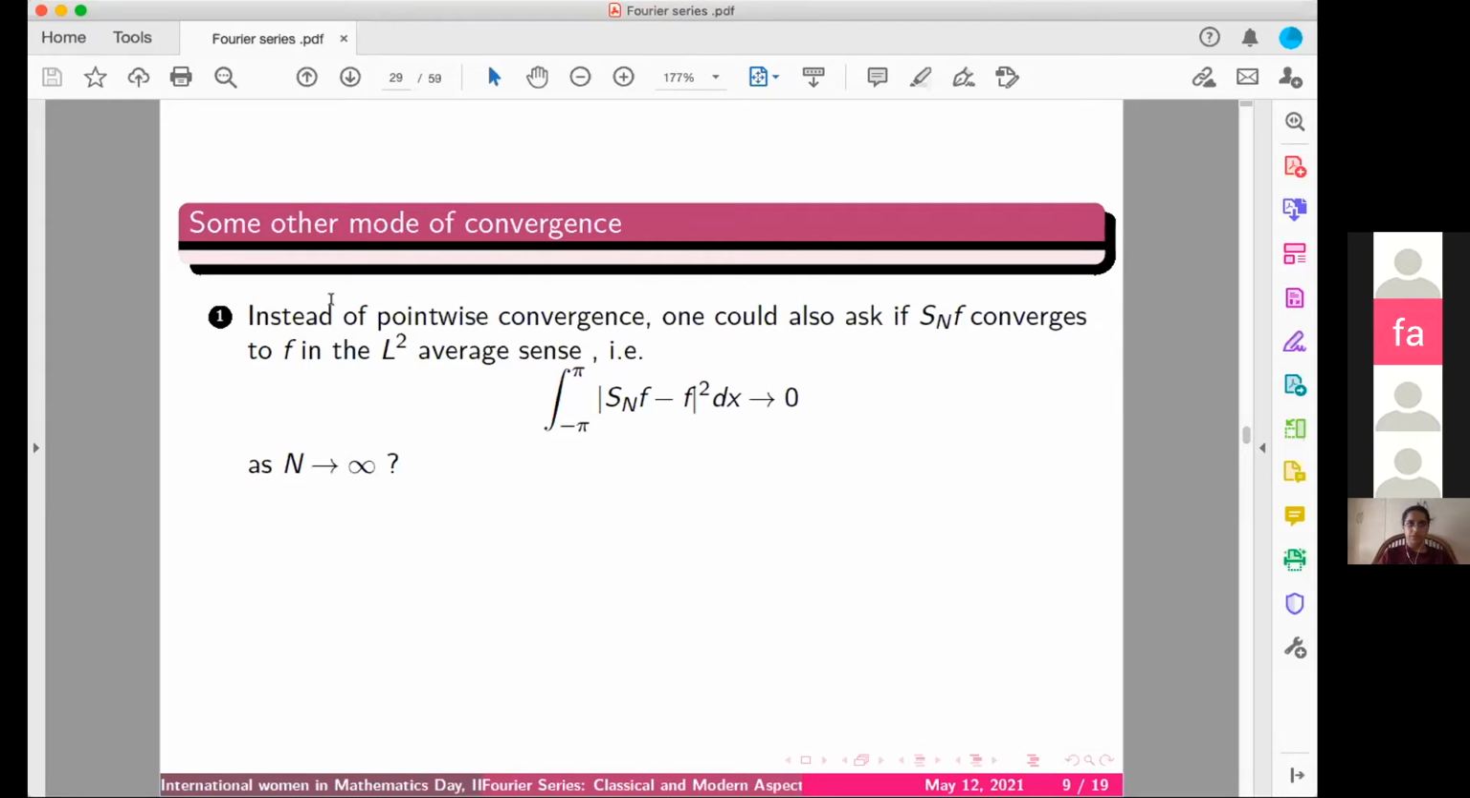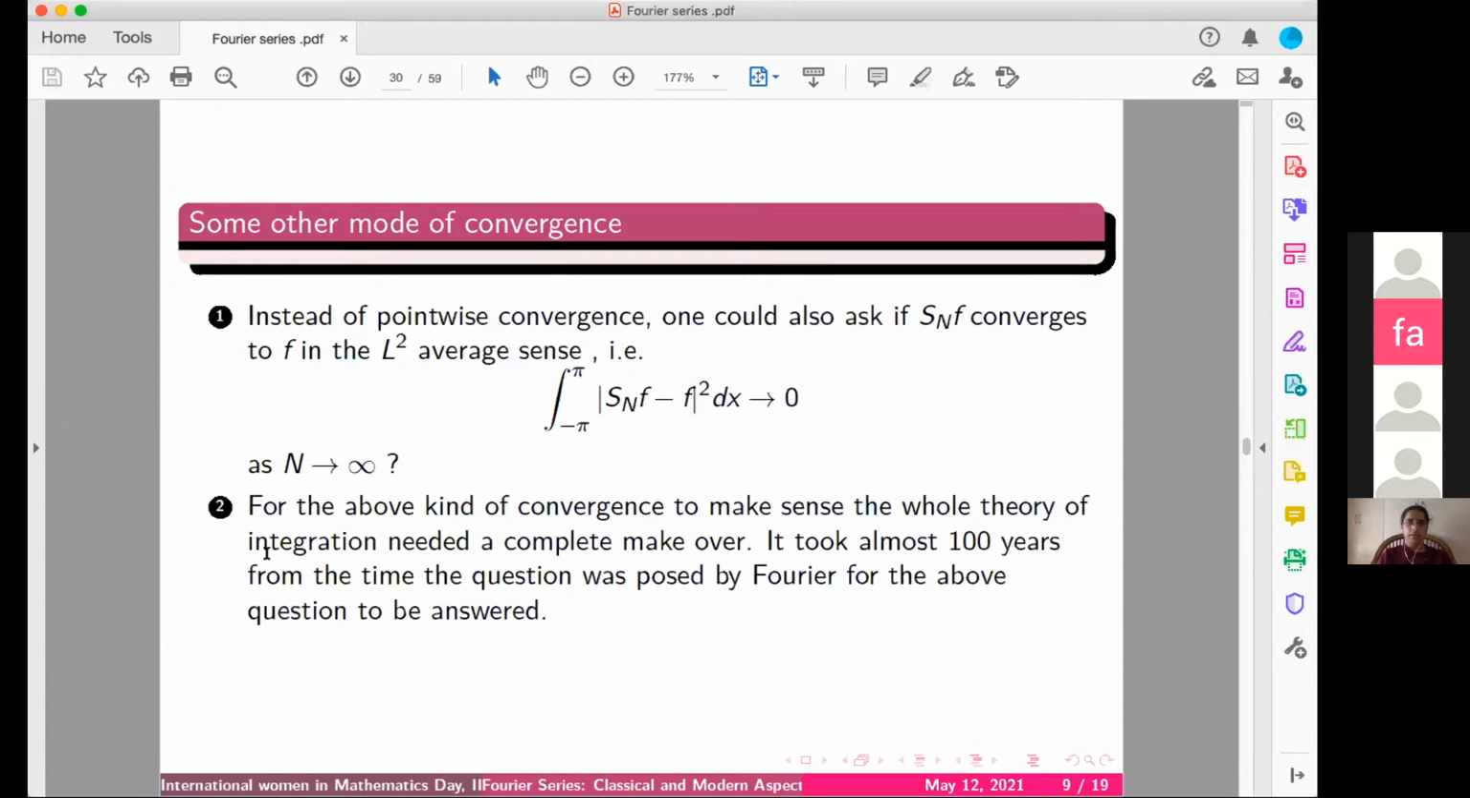So one such mode of convergence is, instead of pointwise convergence, one could ask if S_n f converges to f in the L2 average sense. That is, you take the difference, you take the mod square, you integrate over the interval minus pi to pi, and this goes to 0. So this is some sort of L2 average, right? But for the above kind of convergence to make sense, the whole theory of integration needed a complete makeover, basically, because people had no idea how to really solve it.